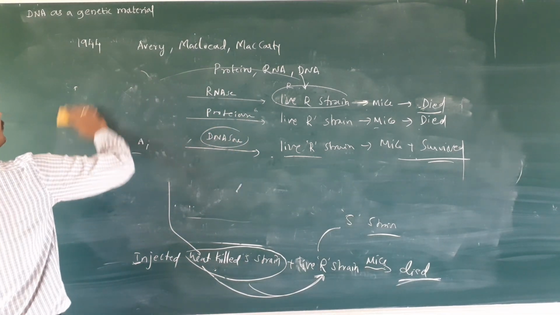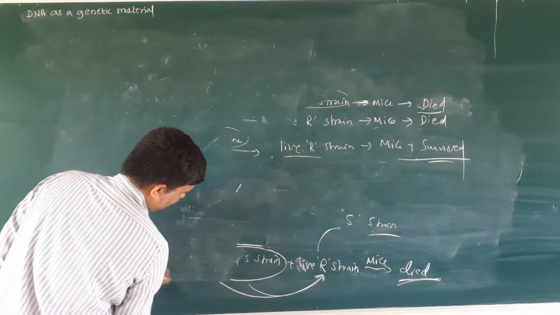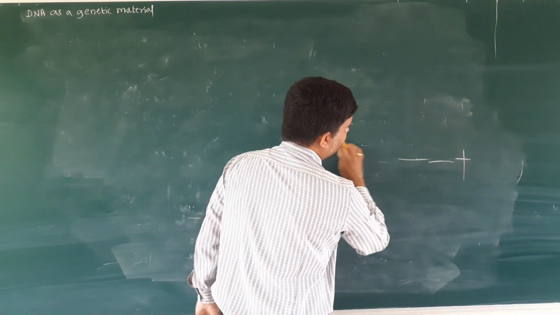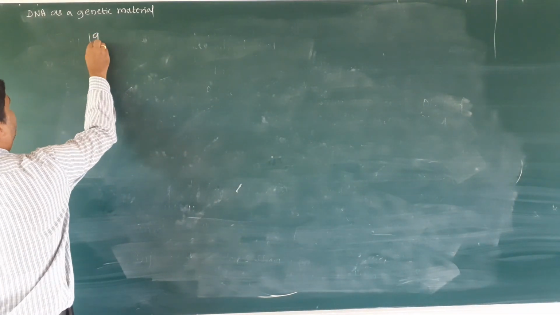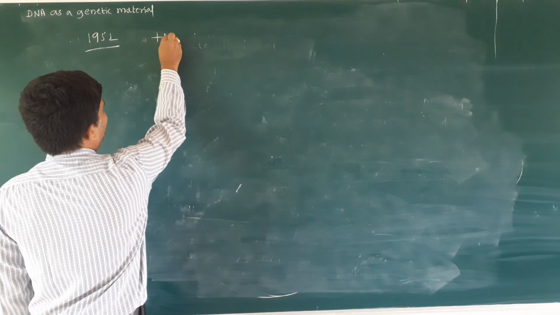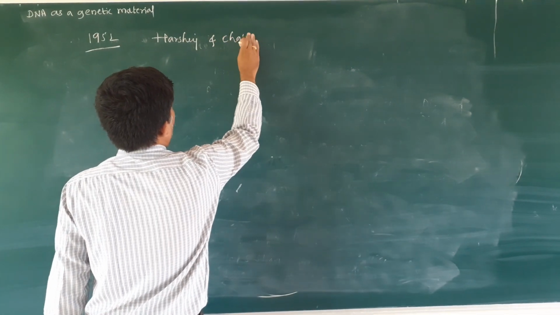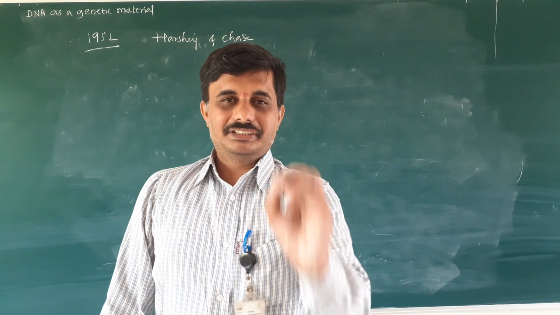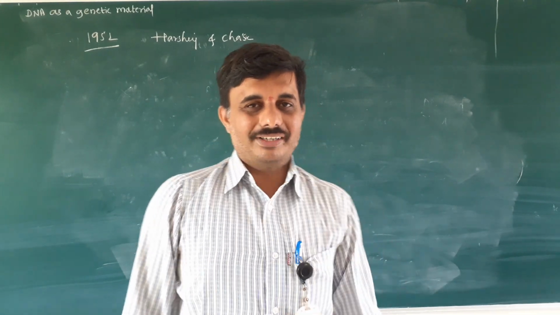And the discovery of the DNA, one more experiment was done by two scientists in the year 1952, Hershey and Chase. The blender experiment. This proves DNA as the genetic material. They used the bacteriophage.